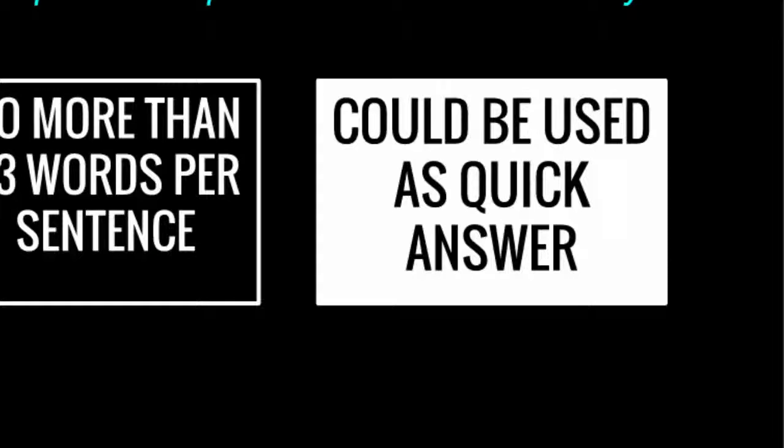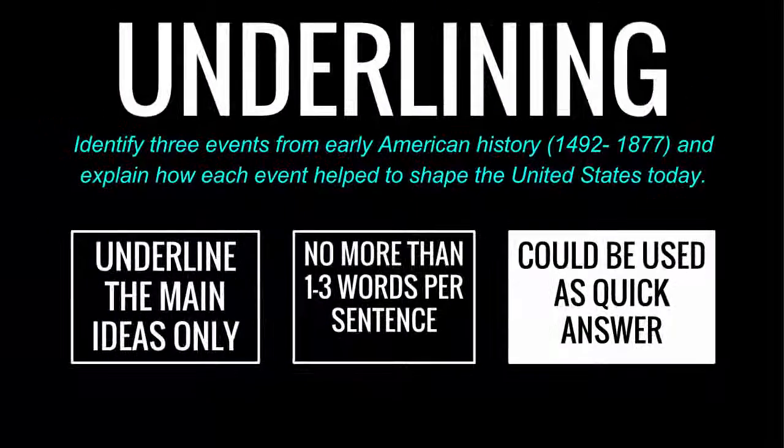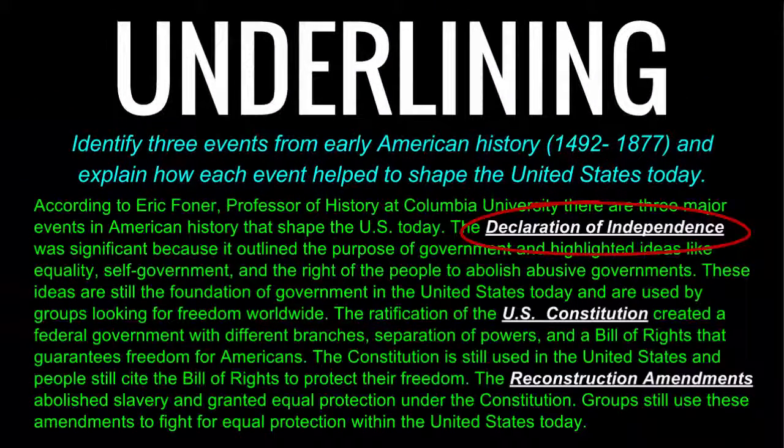An easy way to identify the main idea is to change the question to what is or what were, and then finish the question with the prompt. For our example, we would ask, what were the 3 events from early American history that helped to shape the United States today? If you are answering in complete sentences, your answer is what you would underline. Declaration of Independence, U.S. Constitution, and Reconstruction Amendments are underlined. They are the main ideas. They are 1 to 3 words, and they serve as a quick answer to the question. What were 3 events from early American history that helped to shape the United States today? This would earn you the 2 possible points for underlining.